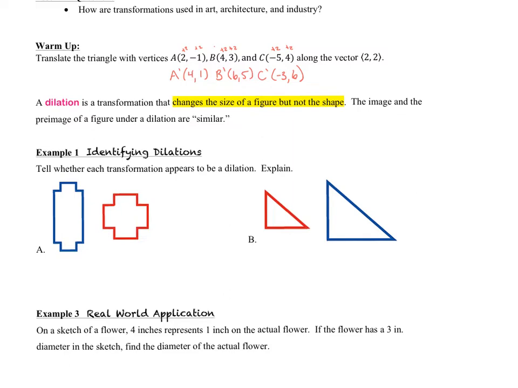Okay, so a dilation now is not an isometry. This one changes the size of a figure, but not the shape. So if we look at example 1, that's not a dilation because it changed the shape. But in example B, the shape got larger, but remained the same shape. So the size changed, but the shape did not. So yes, that's a dilation.